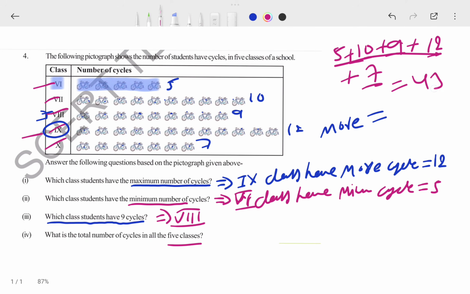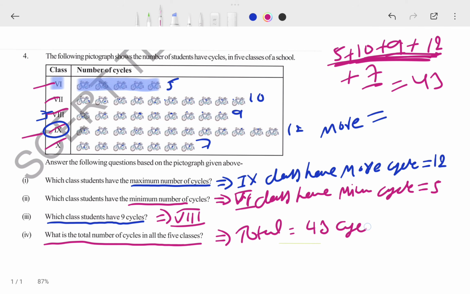Okay, so how many cycles? 43. If you add these numbers, it is going to be 43 only. If you add 15, 5, 20, 24, 26, 36, 36 plus 4, 43. Okay, so 43 is right. So how many total number of cycles do all 5 classes have? Total 43 cycles they have.